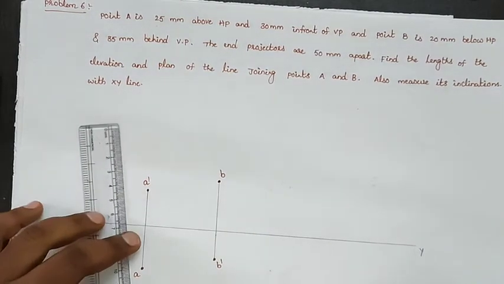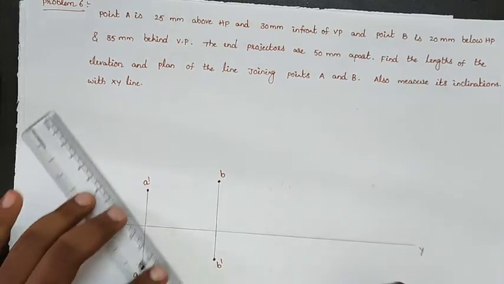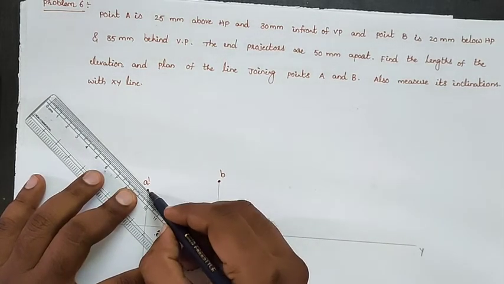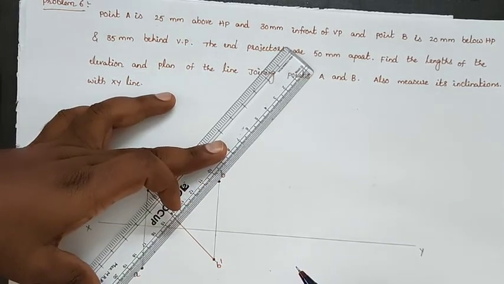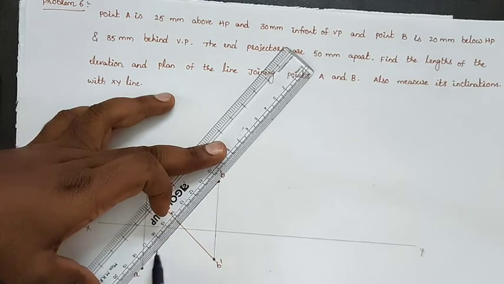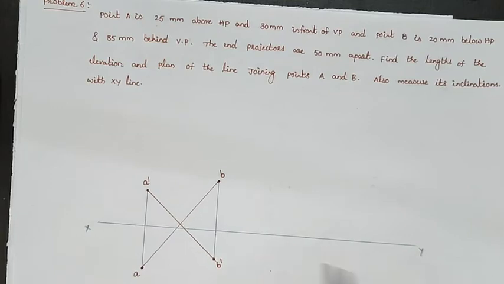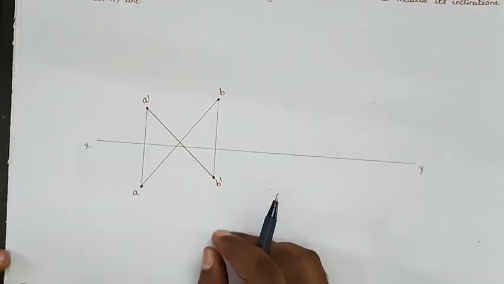They are asking to find the lengths of elevation and plan of the line joining points A and B. That means we will join the front view and top view, joining A dash and B dash, and similarly joining AB, because these are the top views. They are asking for the length of the front view and the length of the top view, and also the front view inclination and the top view inclination.